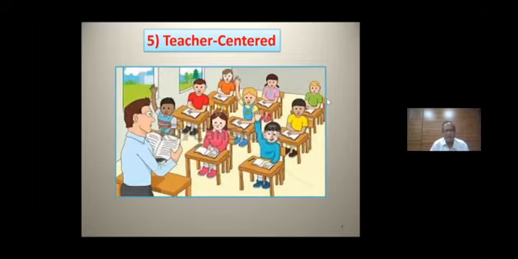Therefore, the teacher-centered concept must be taken away from the institutions. The student-centered concept must come. Students must be given importance in deciding what is to be done inside the classroom. Next.